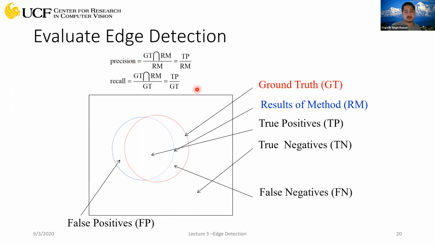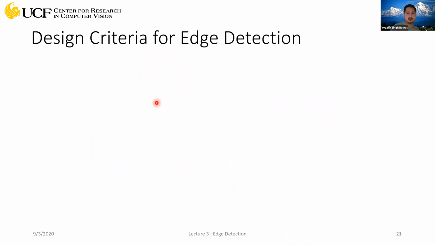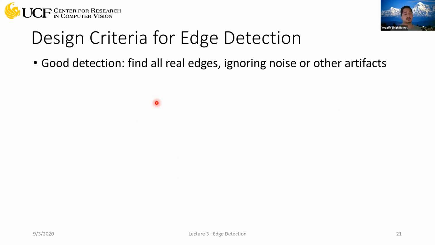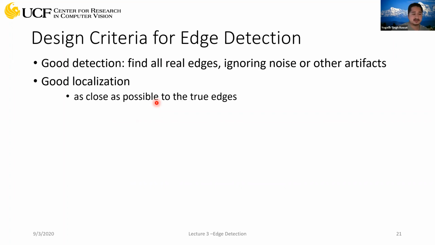So that's the interpretation of precision and recall, and we can use these to draw a ROC, this precision recall curve, which is used for evaluating edge detection. Now, these are some general criteria which can be used for a good edge detection.